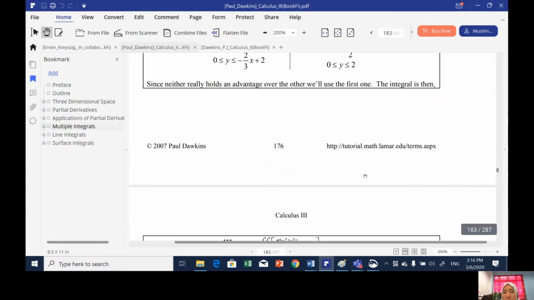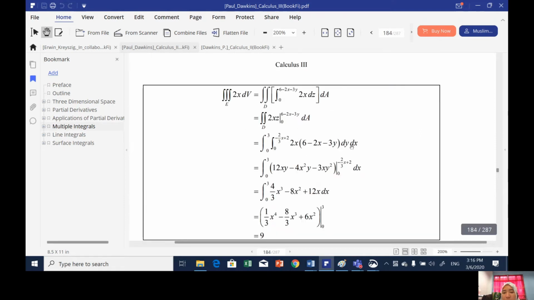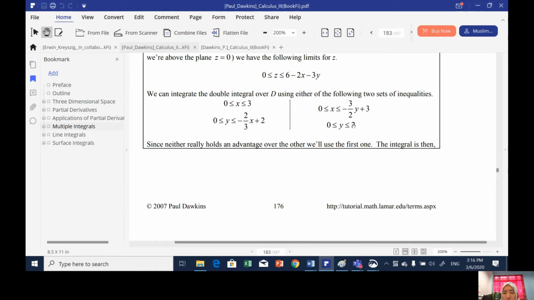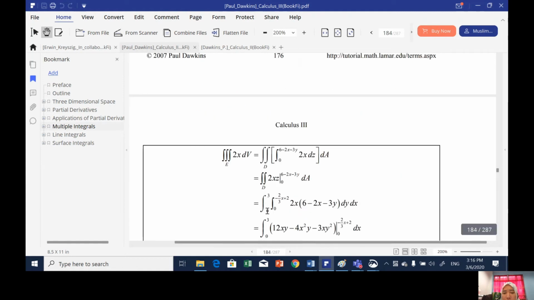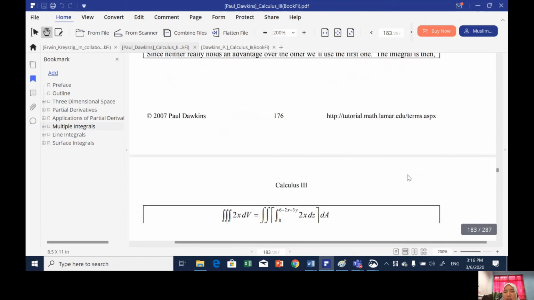So if we change the limits into dx dy, we use this part. Changing from dy dx to dx dy, the outer one will be the limit for y. The limit for y will be from 0 to 2, here from 0 to 2. Then this must be the limit for x, so x is from 0. The upper limit function must be changed, so we are going to use this one: negative 3 over 2 y plus 3. That is the other method.